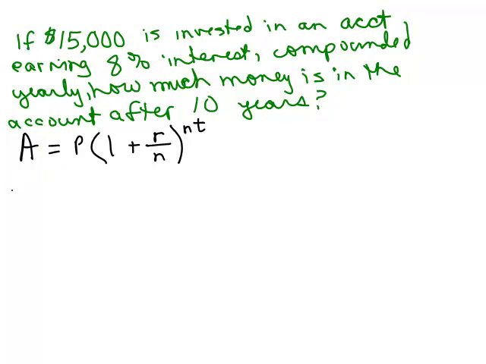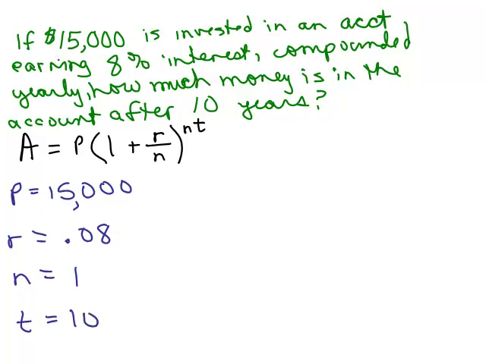P is the principal. That means how much money we're putting in the account. We're putting in $15,000. R is our interest rate, so that'll be 0.08. N is how many times per year it's compounded. Well, if it's yearly, N is just 1. And T is our time. In this case, we're doing it for 10 years.